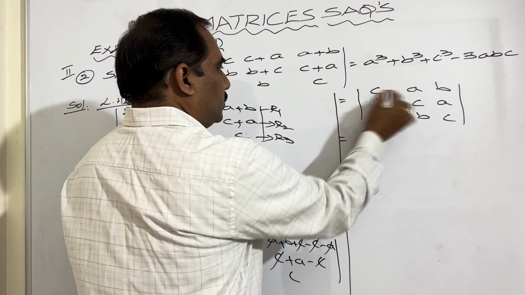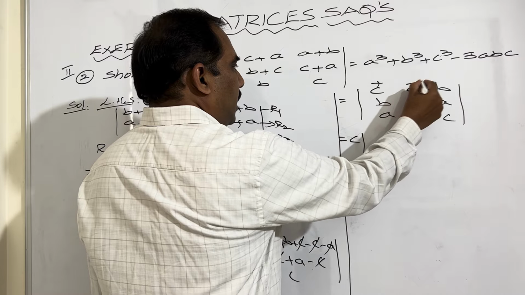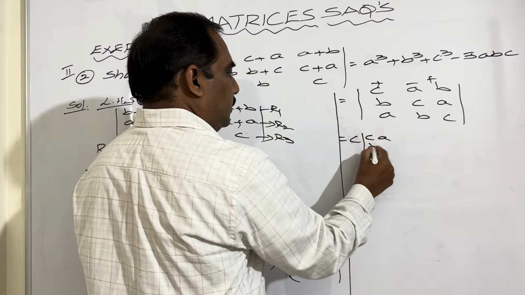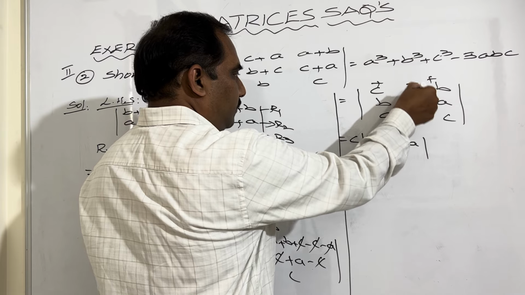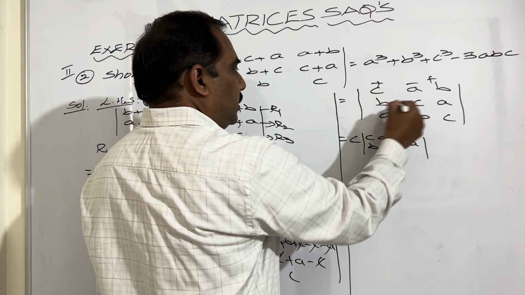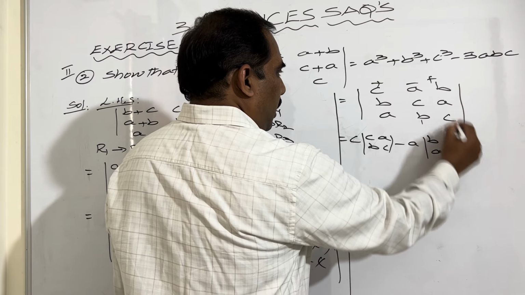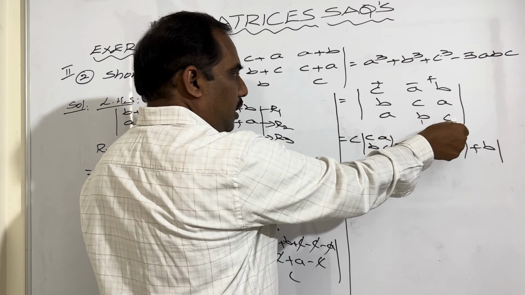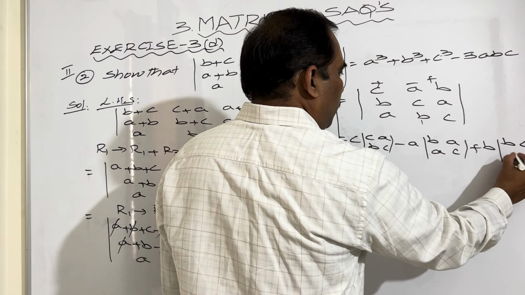So along the first row, that means C into here, C presenting here, plus minus plus, if you consider like that. So we get CA, BC, and again minus A into the determinant of A with its row and column deleted, we get BA, and again here plus B into the last element B with its row and column deleted, we get BCAB.